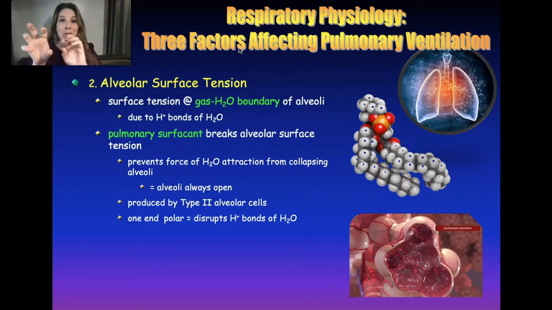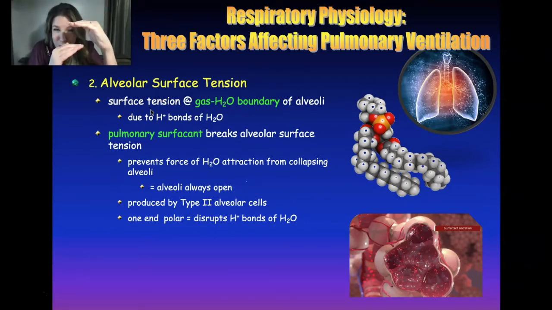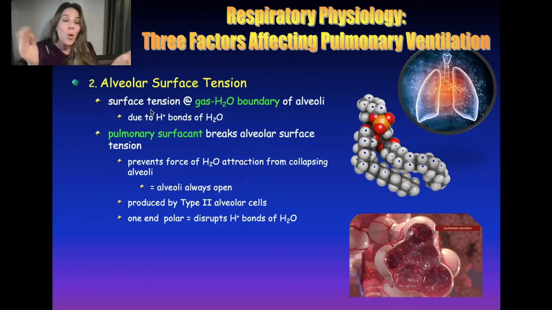And so these water molecules are all sticking together right along that gas-water boundary of the alveoli. And that is surface tension. So think of surface tension as the water film that forms. Remember when you fill a glass with water a little bit above the top of the glass, you can still have water up there above the edge of the glass because of surface tension, or why water strider insects are able to float on the water. It's due to the surface tension.